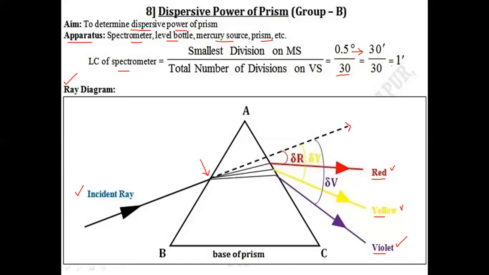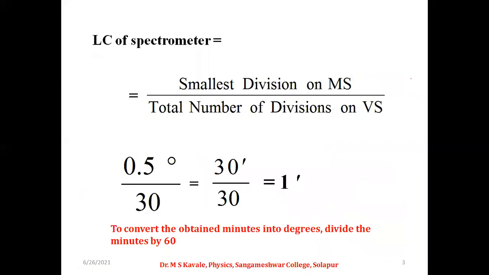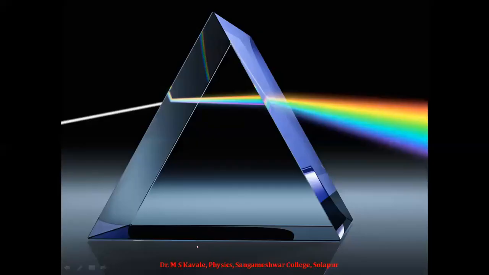So we need to understand the least count and how to measure the angle of minimum deviation for red, yellow and violet color respectively. This is the formula to find out the least count of the spectrometer. As I told you in the angle of prism experiment, to convert the obtained minutes into degrees, divide the minutes by 60.